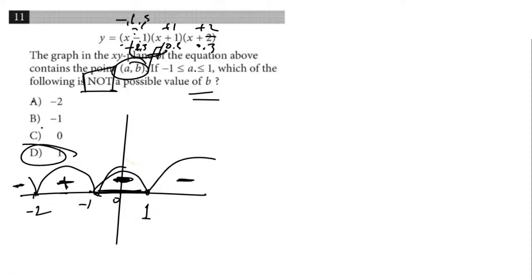Why are A and B possible? Because they are both negative, and we said that it's negative. And about 0, of course, it can be 0, at points 1 or -1, because they are included. Okay.